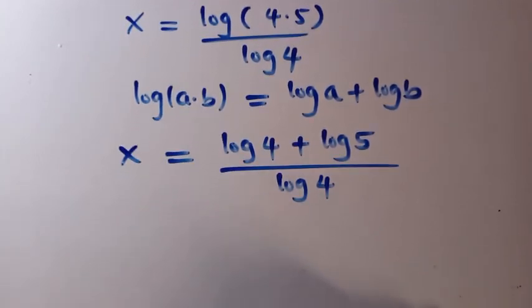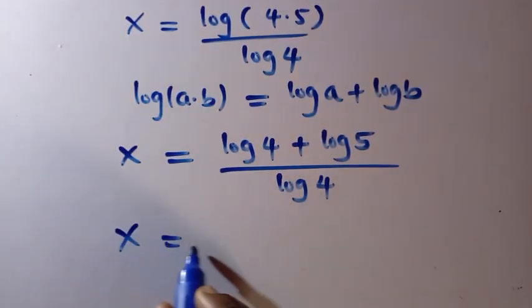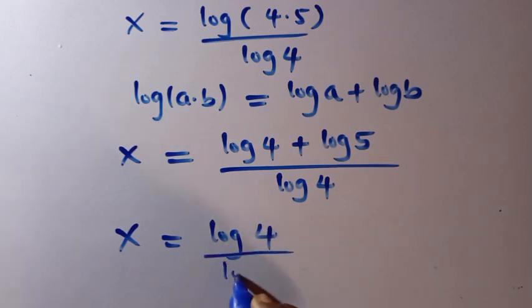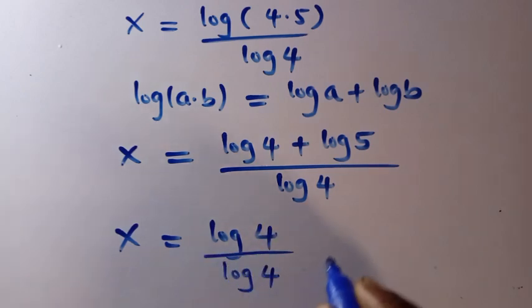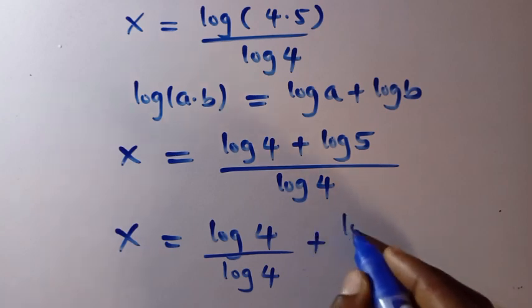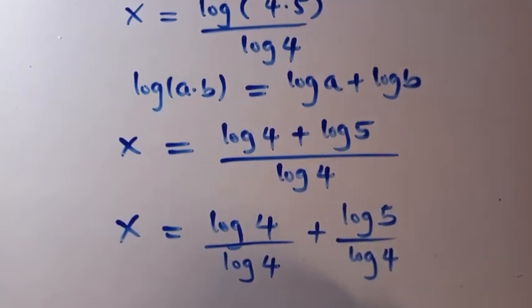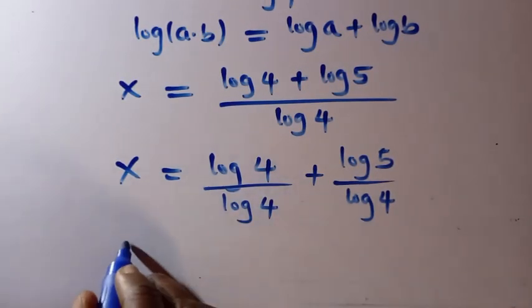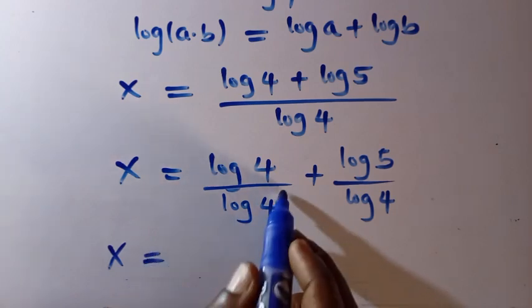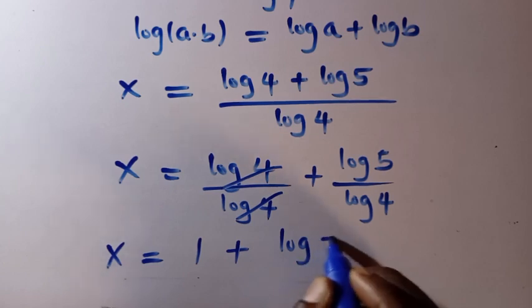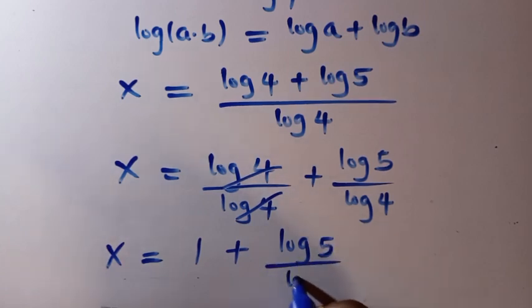By separating this, we can see x equals log 4 divided by log 4, plus log 5 divided by log 4. From here, we have the value of x: this cancels, and we have 1 plus log 5 divided by log 4.